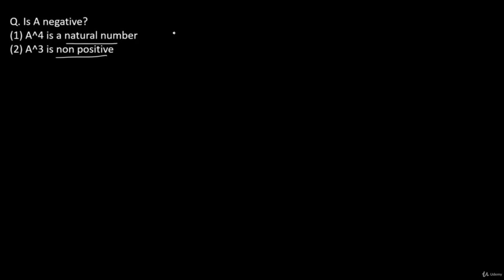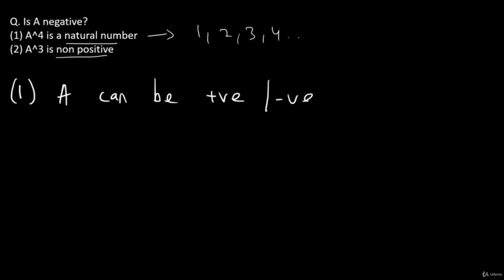Let's do it together. Now, what are natural numbers? They are numbers like 1, 2, 3, 4, etc. Remember, 0 is not a natural number and negative numbers are also not natural numbers. Now, if a to the power 4 is a natural number, then a can be either positive or negative. Therefore, this statement alone is not sufficient. Let's take an example so that you deepen your understanding. If you take minus 2 to the power 4, that's equal to 16. So 16 is a natural number. Therefore, a can be minus 2.